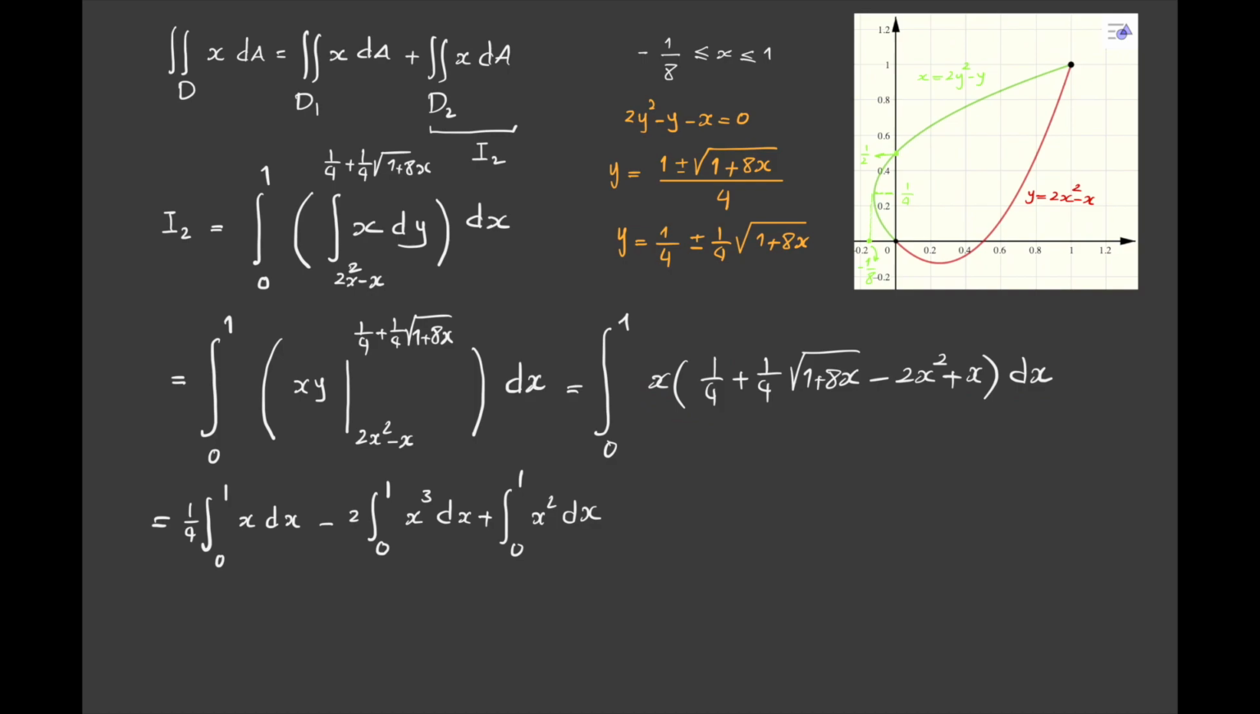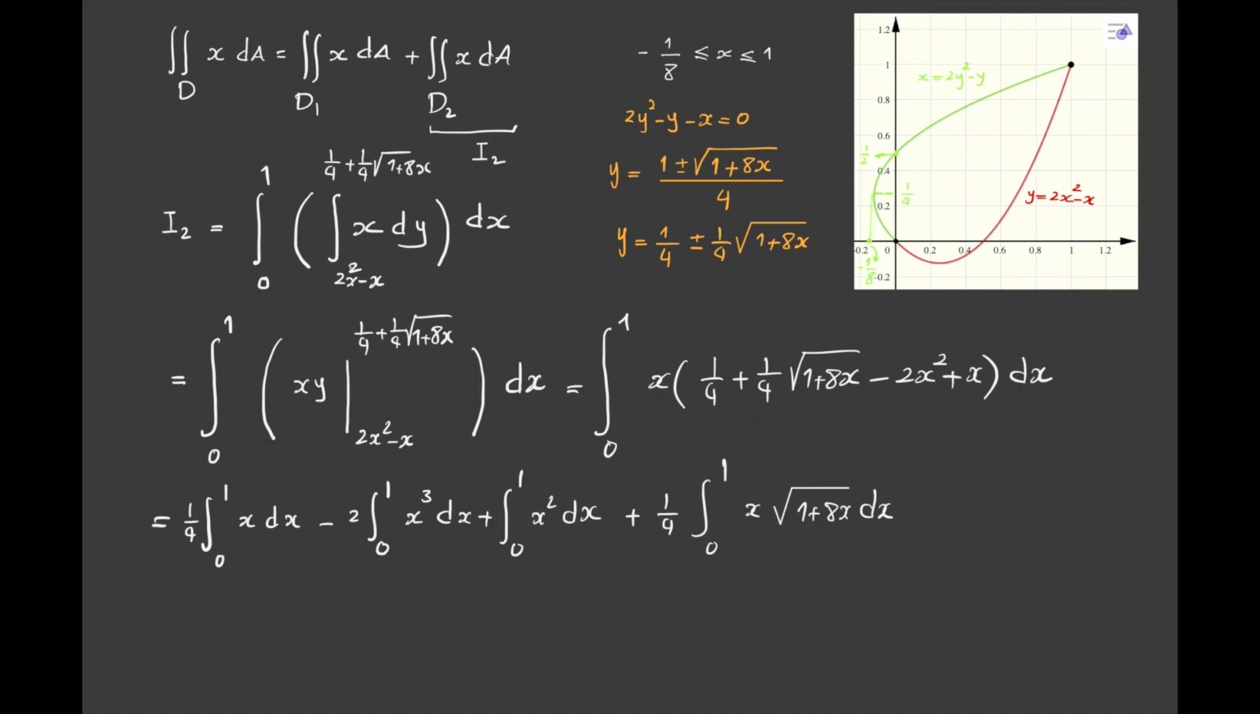These are actually very simple. The only problematic one is this one. So I multiply this x inside, and then 1 over 4 is a constant, so I can pull it out. It becomes integral from 0 to 1 x square root of 1 plus 8x dx. And then I have to calculate 4 integrals, but these are simple.